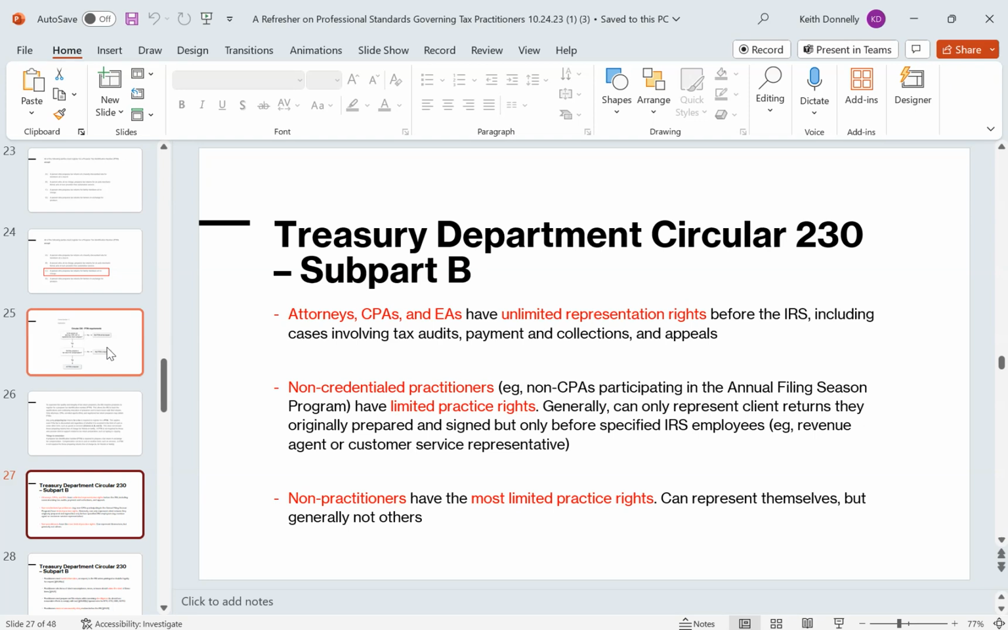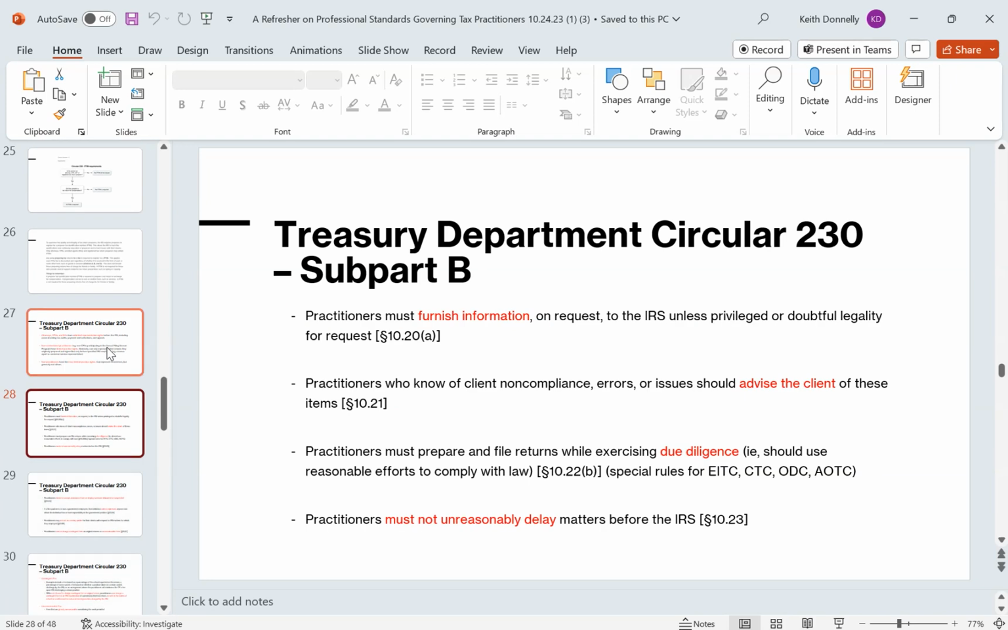Finally, here, non-practitioners, right? So just like some random individual, what can they do? Well, it's the US, right? So you can always fight for yourself. If you get audited, right, you can always petition yourself. You can do your tax return yourself, but you can't do anything for anybody else.